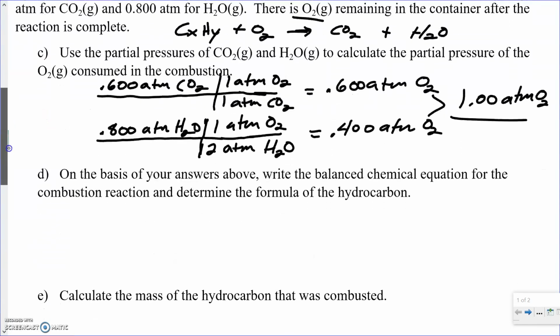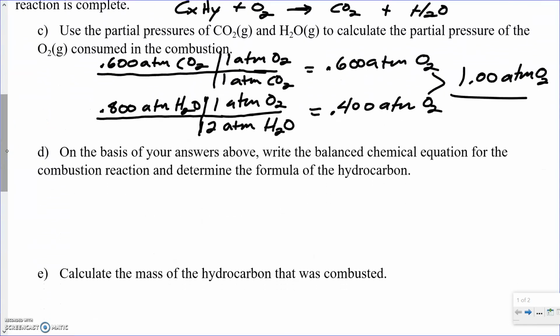Okay, so from here, on the basis of your answer above, write a balanced chemical equation for the combustion reaction to determine the formula of the hydrocarbon. Okay, there's a couple different ways you can do this. First and foremost, what they're really asking you to do is find an empirical formula or a molecular formula for our hydrocarbon, which means you could go into moles and do your mole ratios, or you could recognize that our atm ratios are also very similar to our mole ratios.